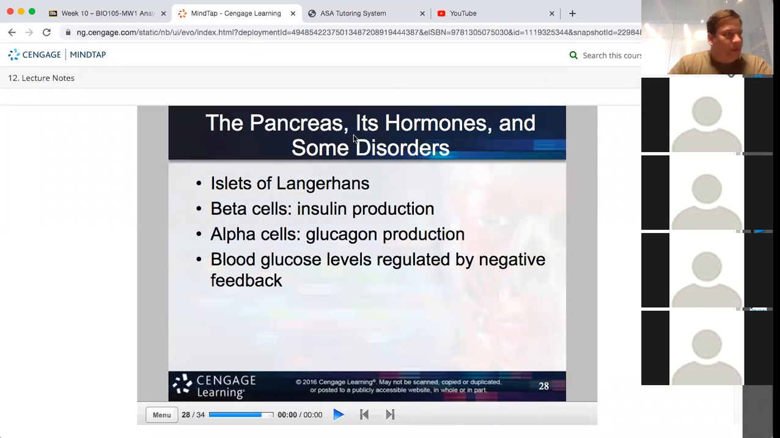Another gland is the pancreas. In the structure of the pancreas called the islets of Langerhans, you have located the beta cells that have the function of insulin production, and alpha cells that produce glucagon. The blood glucose levels are regulated by a negative feedback of glucagon and insulin, trying to maintain a balance in glucose in the blood.